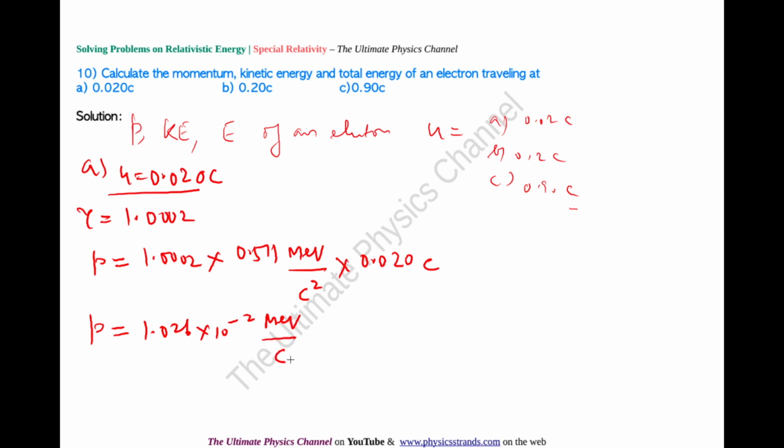This is always easier if you work in these units rather than in kg meters per second units, because then again you will have to convert into MeV over c units for the numbers to look reasonably prettier than kg meters per second units, right? Of course you can express this in keV to look prettier.